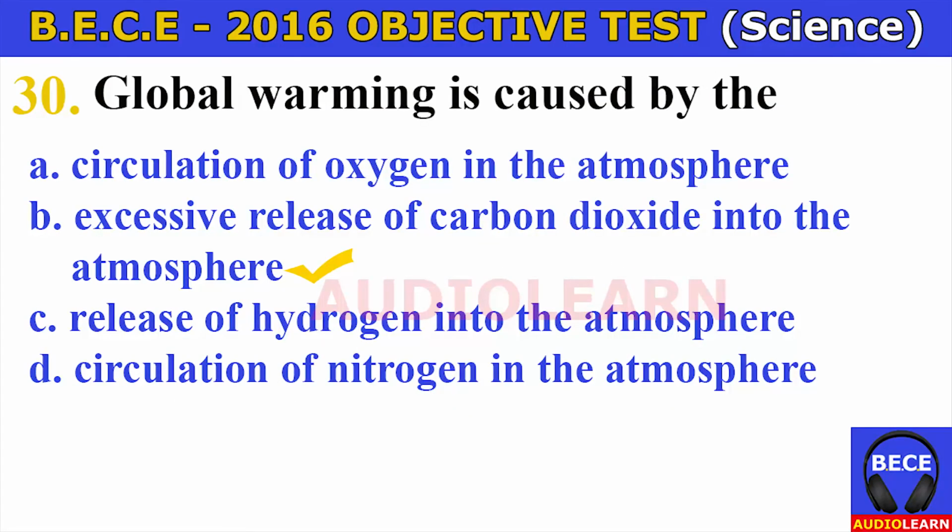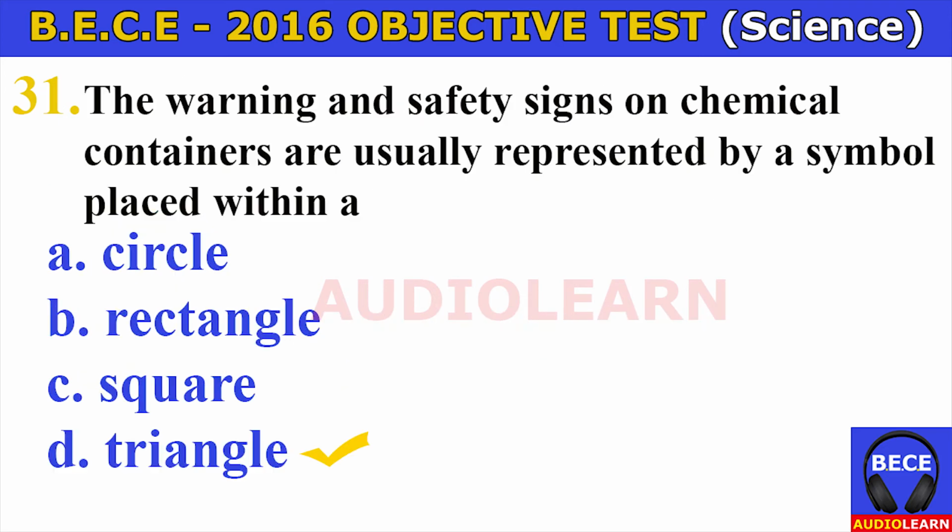Number 30. Global warming is caused by the A. Circulation of oxygen in the atmosphere. B. Excessive release of carbon dioxide into the atmosphere. C. Release of hydrogen into the atmosphere. D. Circulation of nitrogen in the atmosphere. And the answer is B. Global warming is caused by the excessive release of carbon dioxide into the atmosphere.